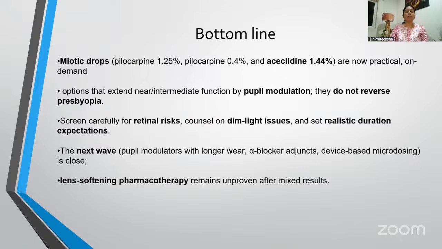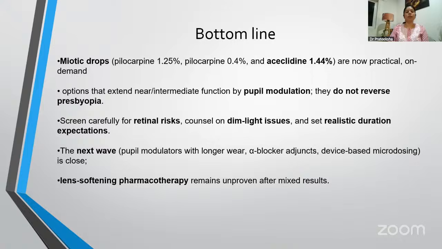So the bottom line is that miotics, particularly pilocarpine 1.25%, pilocarpine 0.4%, and aceclidine 1.44%, are now practical on-demand options that extend near or intermediate function by pupil modulation. They do not reverse presbyopia. Screen carefully for retinal risk, counsel on dim light issues, and set realistic duration expectations.